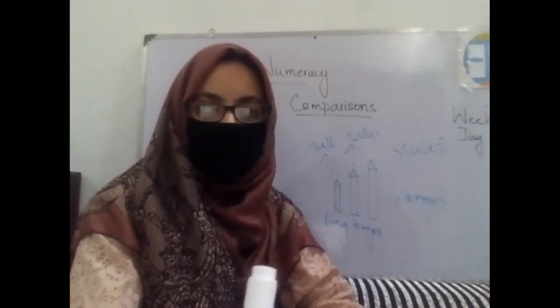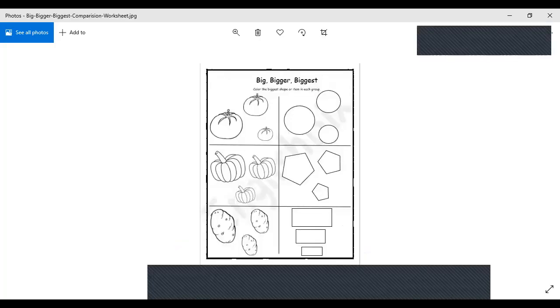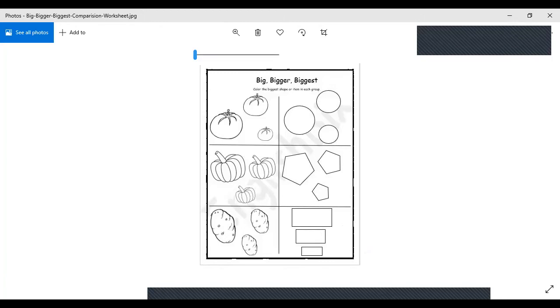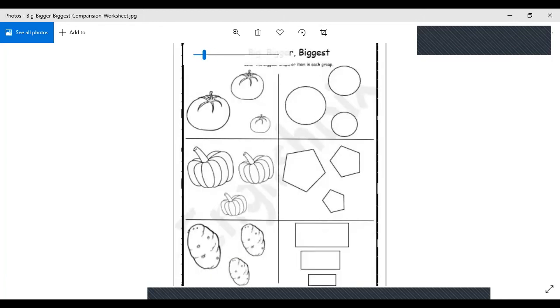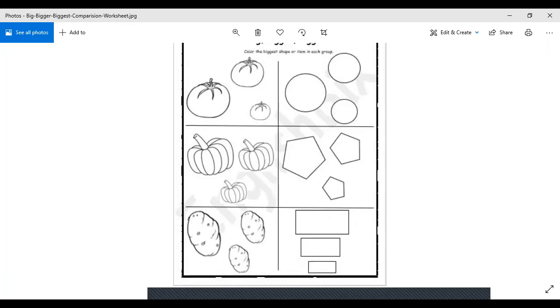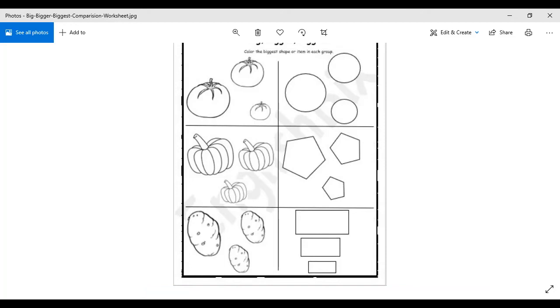Now in this picture, we will discuss them as big, bigger, and biggest. Okay, so let's start practicing. Okay, Sarah, you tell me, can you find any tomatoes in this? Yes, they are. So, which one is the biggest? On the left hand side.